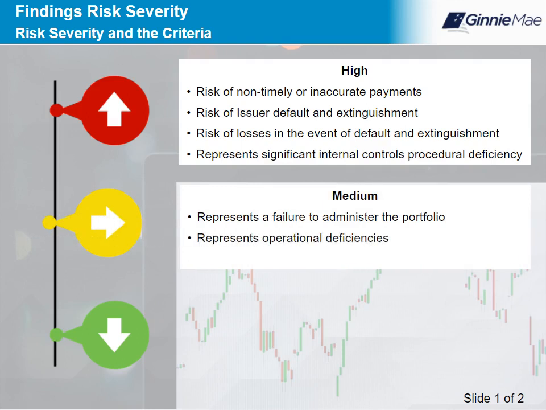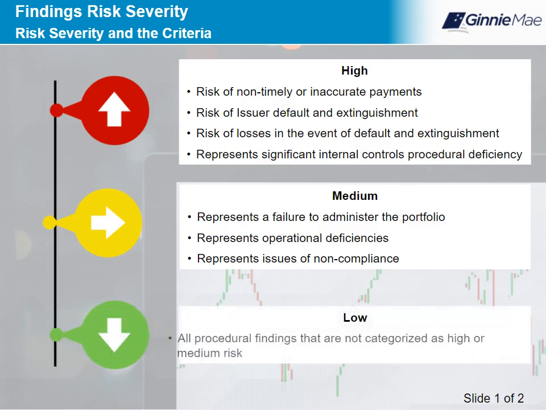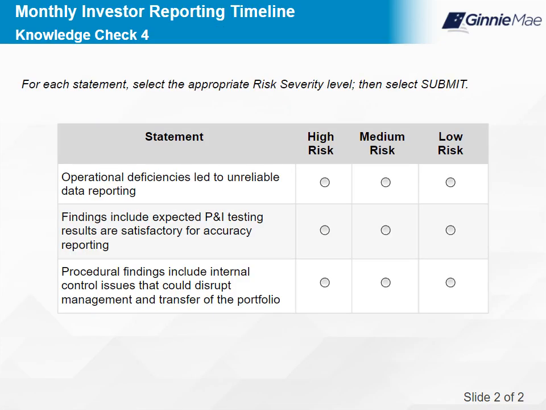It also represents operational deficiencies that could lead to unreliable reporting of data to Ginnie Mae, as well as issues of noncompliance that hinder the efforts of Ginnie Mae to provide proper oversight. Low risk represents all procedural findings that are not categorized as high or medium risk. Select Next to continue. Now try this knowledge check.